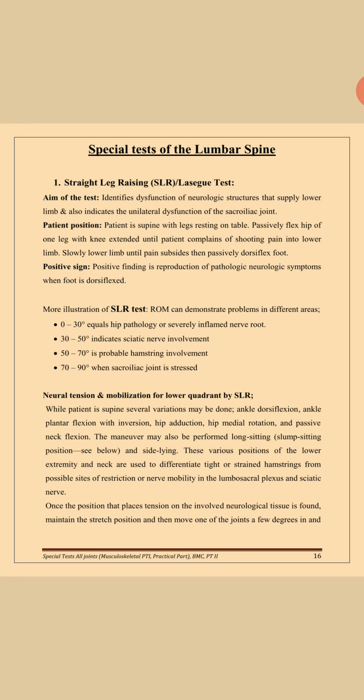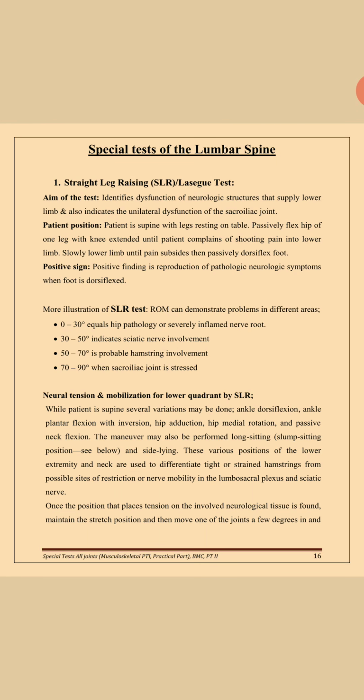Passively flex the hip of one leg with the knee extended until the patient complains of shooting pain into the lower limb. Slowly lower the limb until the pain subsides, then passively dorsiflex the foot. Positive sign: the positive finding is reproduction of the pathological neurologic symptom when the foot is dorsiflexed. More illustration of the SLR test.